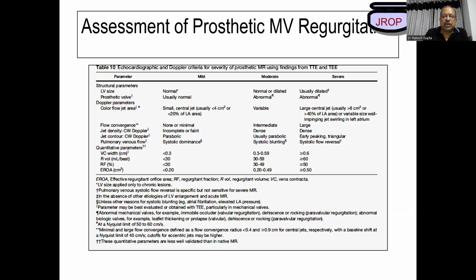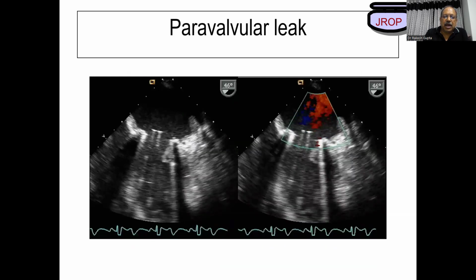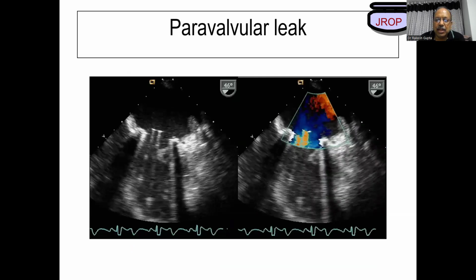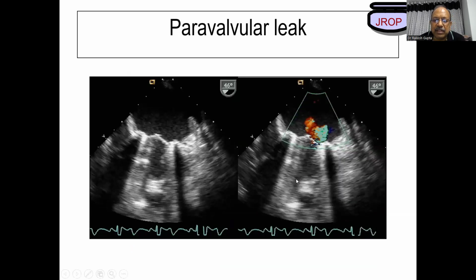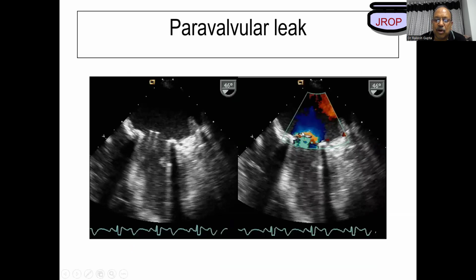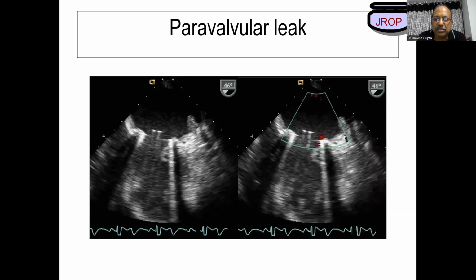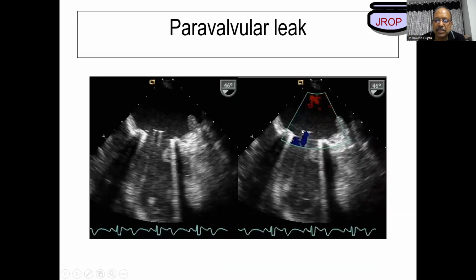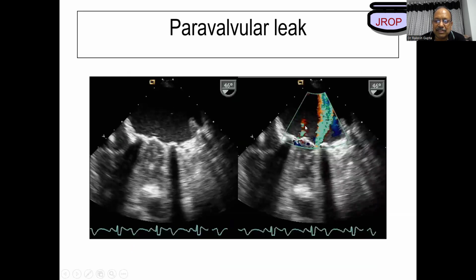So this is what a prosthetic mitral valve is. And now the most important thing is the leak of the mitral valve leaflet. Look at this picture very carefully. Small mitral regurgitation will always be seen in all populations of patients, and we have a small mitral regurgitation in this patient. This is a leak of the mitral valve leaflet.